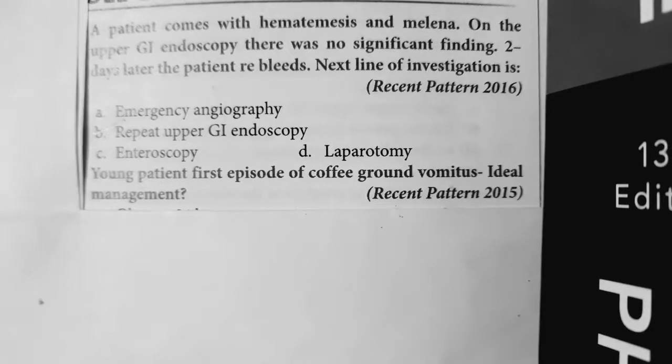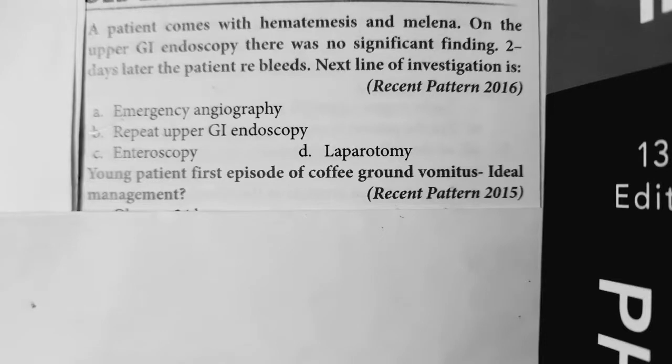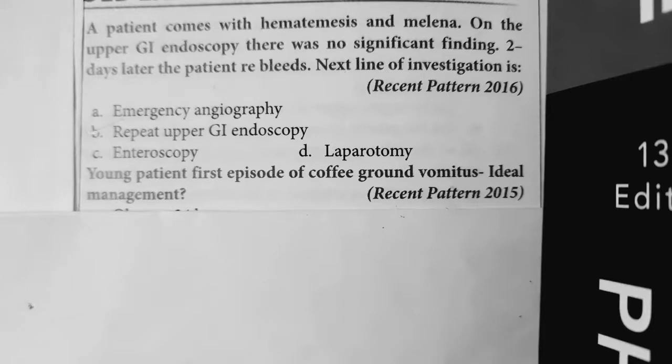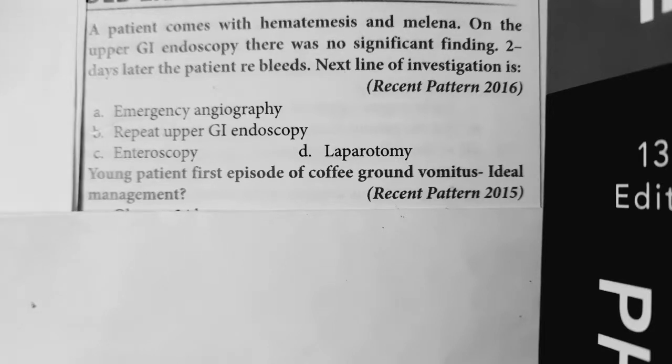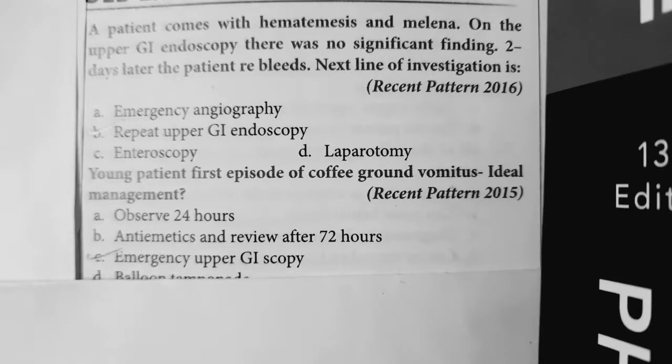Question number 2. Young patient, first episode of coffee ground vomiting. Ideal management is, if there is vomitus, that is hematemesis, then the most common cause is duodenal ulcer bleed. So first you will have to confirm or identify the cause of bleeding. So for that, in the first episode you should do emergency upper GI scopy.